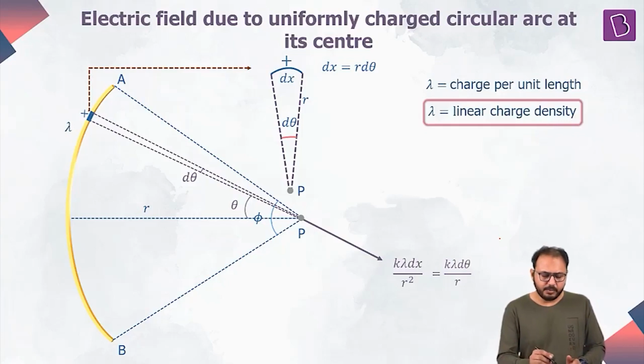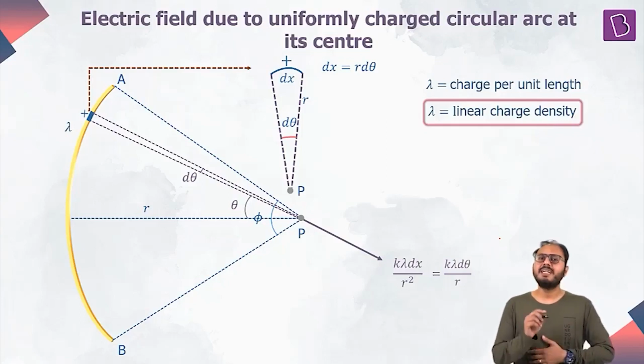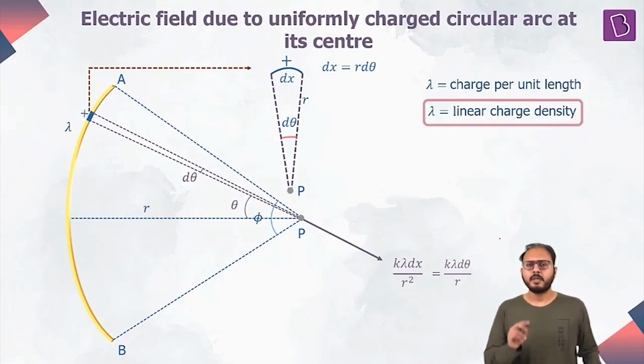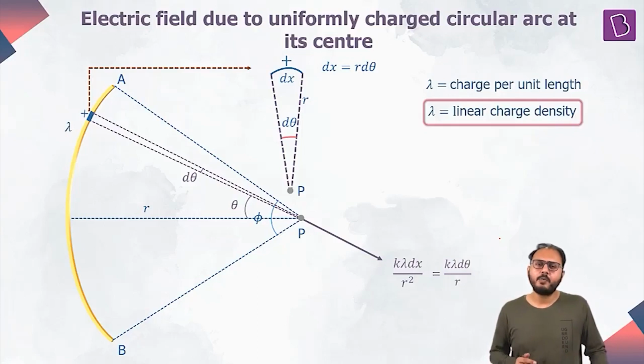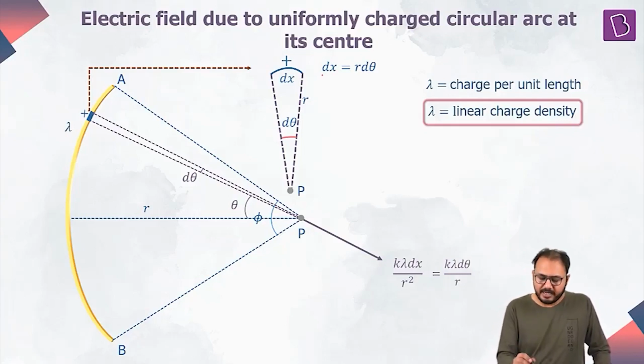So basically what you did was you assumed a dx, a very small arc. If it's a small arc, the angle it subtends is also small, and arc is equal to angle into radius. So your dx, a very small arc, is equal to r d theta. Is this clear or not? Perfect. This dx is r d theta.